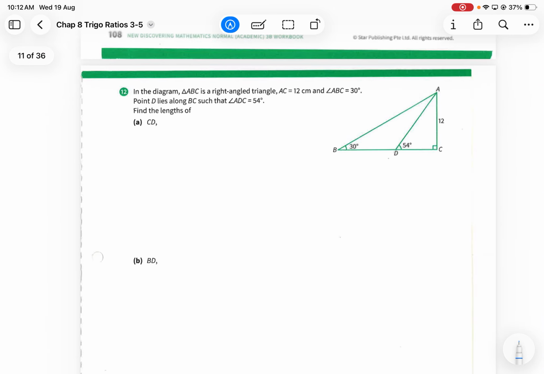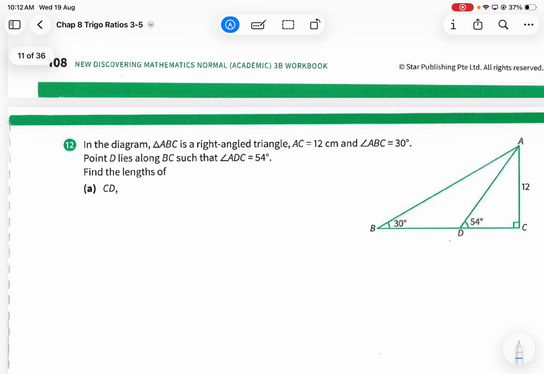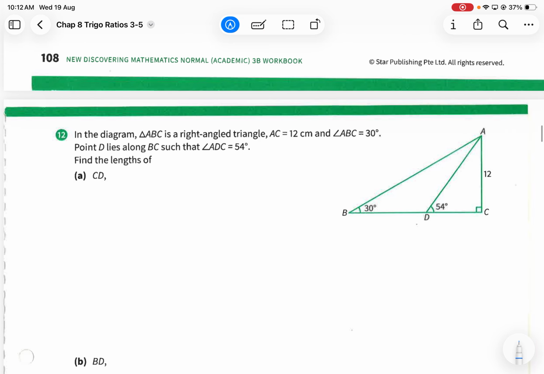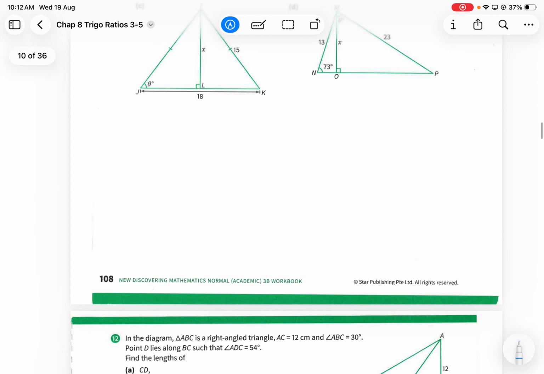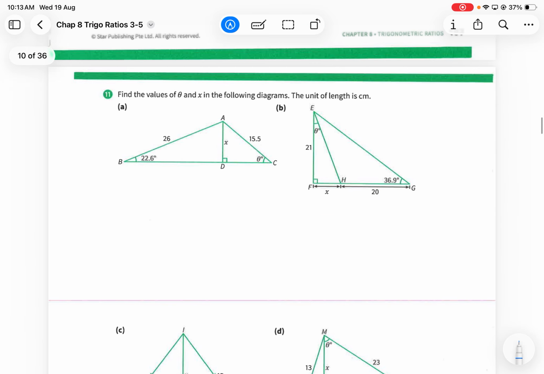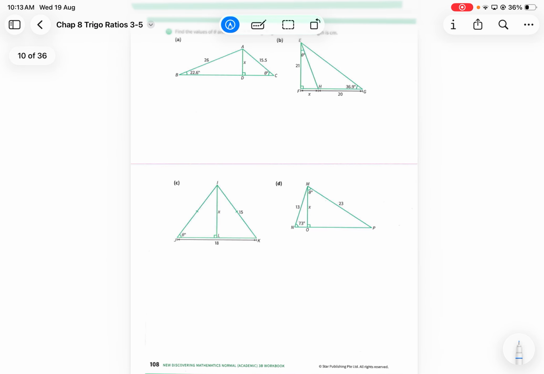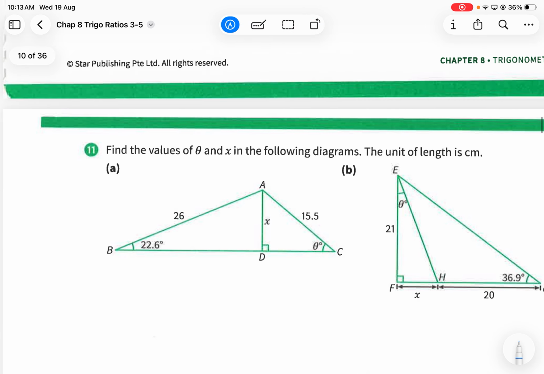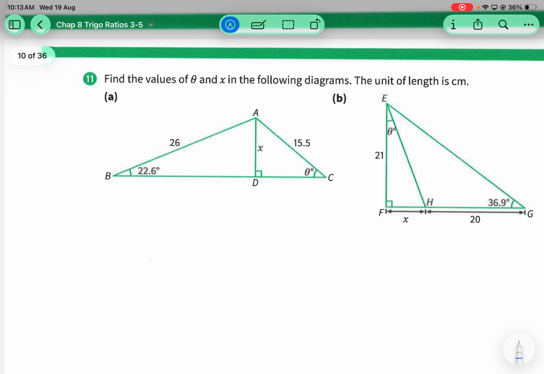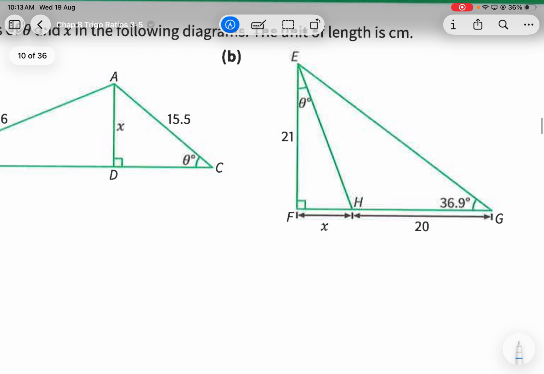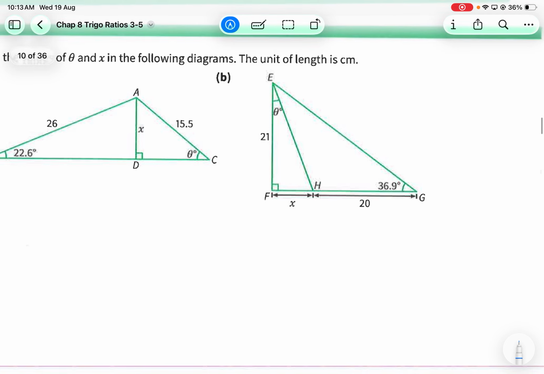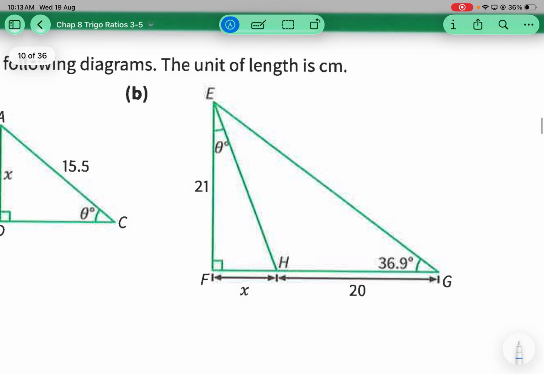Okay, let's go to question 12, page 109. So easy. Difficult, man. Okay, sorry. Let's go back to question 11, page 108. Okay, I do B and C, you all do A and D later.